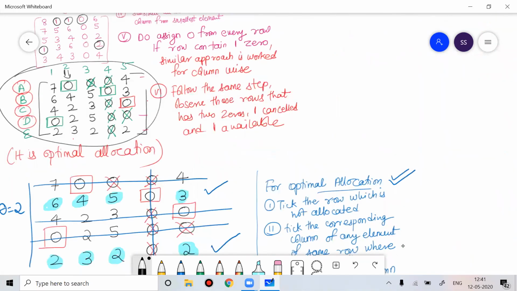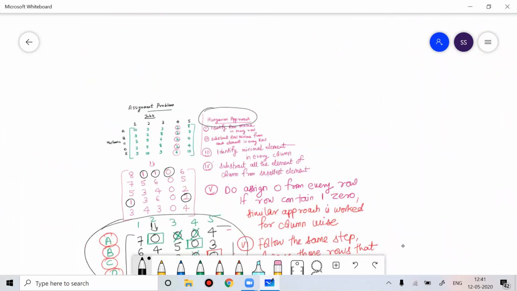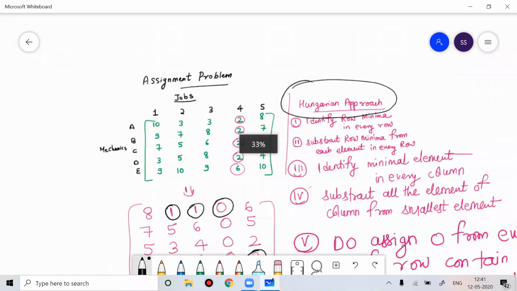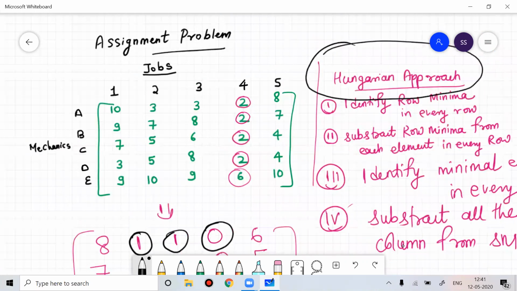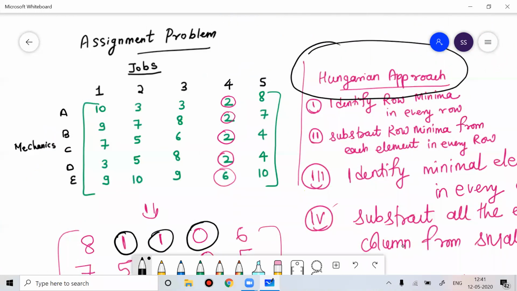So what we had done in the assignment problem. This is a problem that comes every year in your exam for 5 marks. So what we have to do in assignment problem, once we get the matrix, two things we have to make sure. First thing, it should be a square matrix. For the assignment problem, the matrix should be square. If that is not square, make it square by adding dummy row or dummy column.